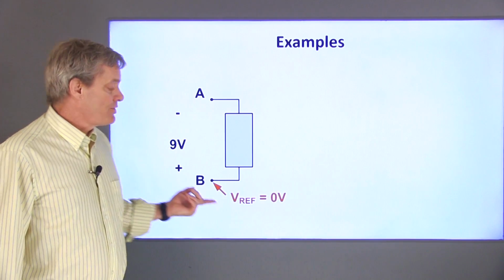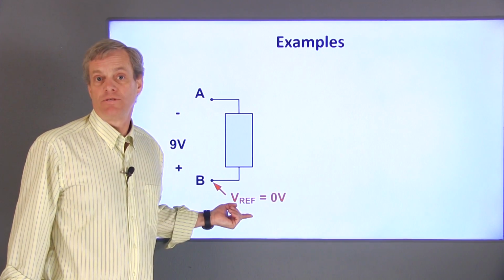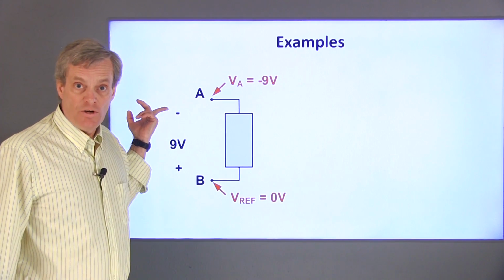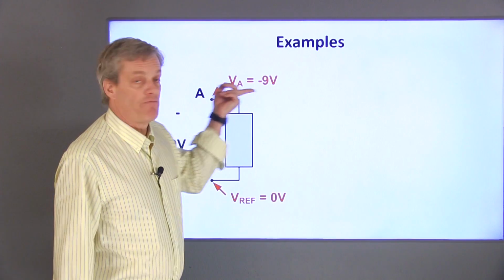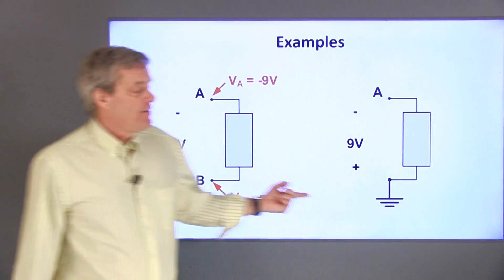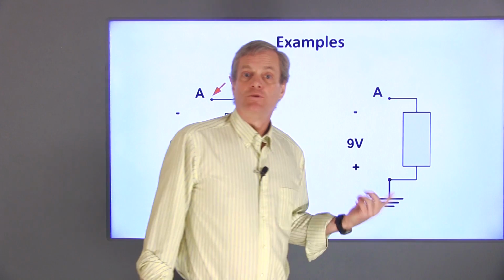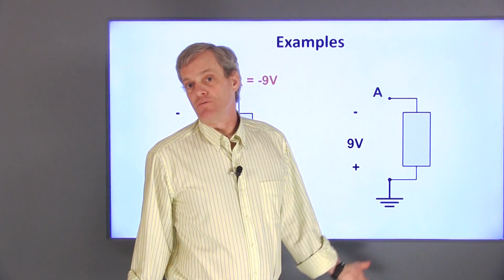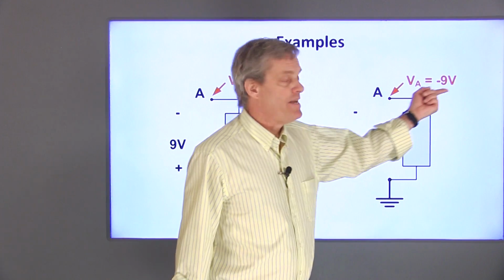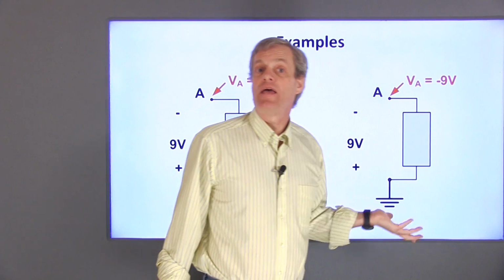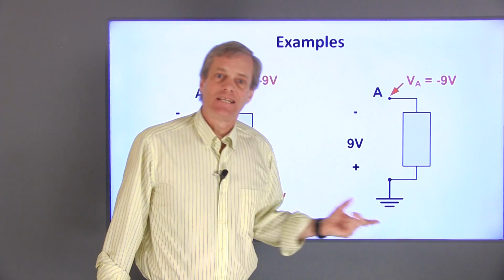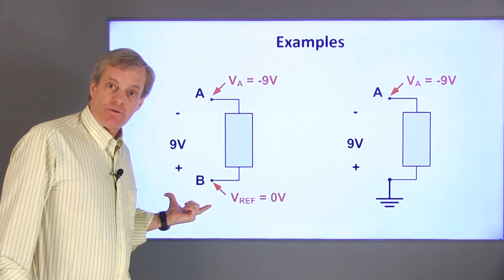I could choose node B as being 0 volts. Node A is 9 volts below the voltage at node B, so with this reference, VA is equal to negative 9 volts. Now let's ground node B. The voltage at ground is implicitly assumed as 0. So with the ground here, the voltage at A will be negative 9 volts, since node A is 9 volts below 0 volts. This case is slightly different than the previous arbitrary reference.